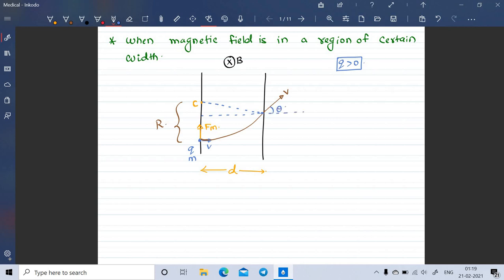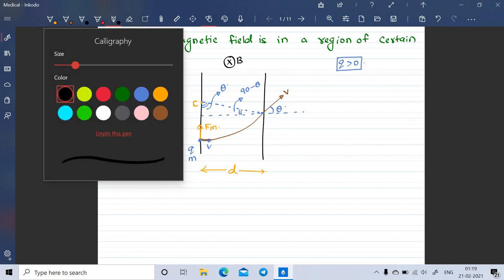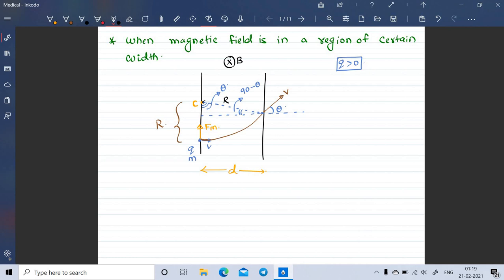Okay. Now if I call this angle as theta, this angle will then be 90 minus theta. So this angle then becomes theta, correct? Okay. This length is also R. And this length we know already is D. So can I write sine theta is D by R? We know R is equal to mv by Bq.